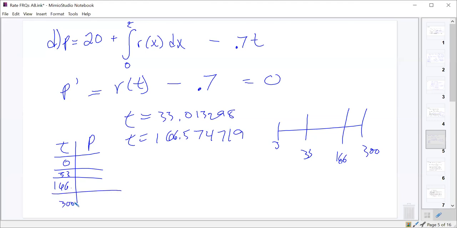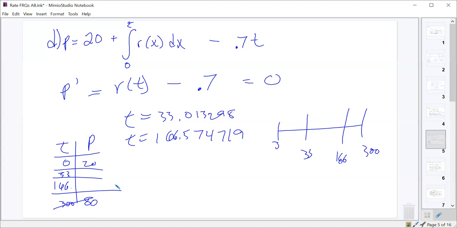The value at 0 we know, right? How many people were in line at 0? 20, right? 20 plus the integral from 0 to 0, which is 0, minus 0.7 times 0, which is 0. So 20 plus 0 minus 0. What about at 300? We already found that also, right? What was that? Was it 270? Wasn't it 80 people? I thought it was 80. I can't remember. I think it was 80 because we subtracted the number to the left. Yeah. So clearly, this is not going to be the minimum because there were fewer people at the start.